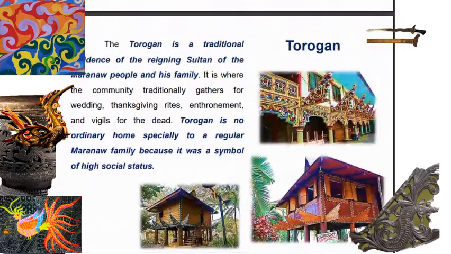Torogan naman, traditional residence of the reigning Sultan of Maranao and his family back there. Ito yung ginagamit nilang bahay ng one of the highest status symbol, pinakamalaki, pinakamagandang bahay sa isang tribe or in his family. It is where the community traditionally gathers for wedding, thanksgiving rites, enthronement, and vigils for the dead. Torogan is no ordinary home, especially to a regular Maranao family, because it is a symbol of high social status.